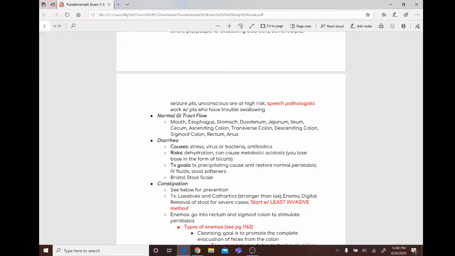Alright, what's the route of the GI tract? Mouth, esophagus, stomach, duodenum, jejunum, ileum, cecum, ascending colon, transverse colon, descending colon, sigmoid colon, rectum, anus.